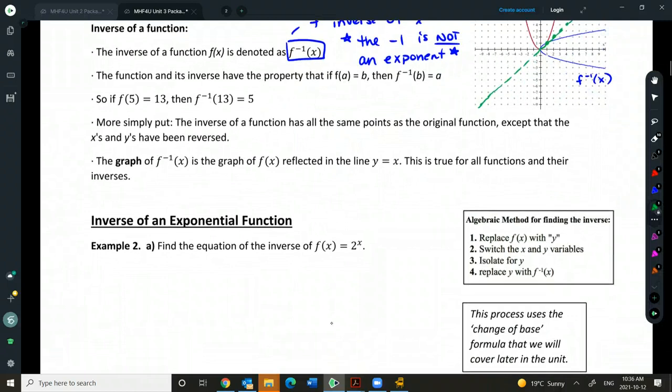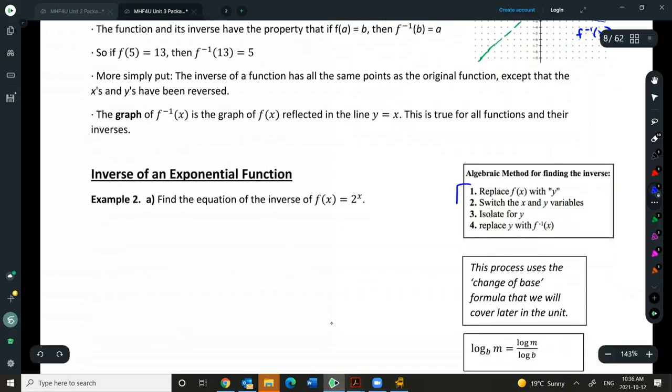Okay, so last year we practiced with finding algebraically the inverse of a function. We did it with mostly square root functions, quadratic functions. We did some linear functions. We're going to talk about how we would do this with an exponential function.